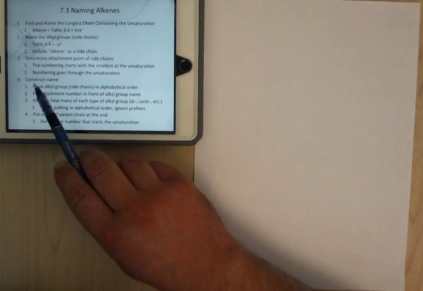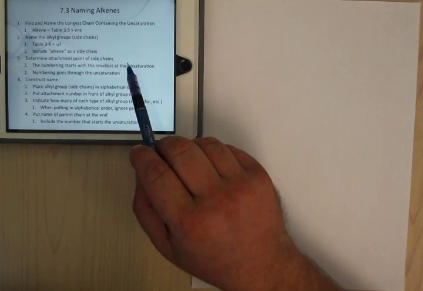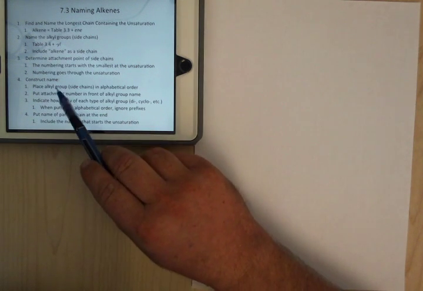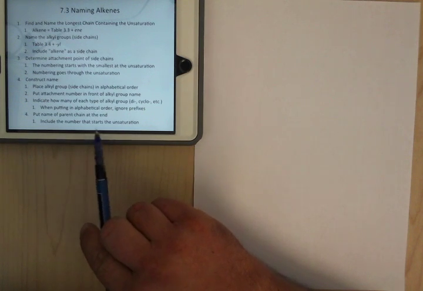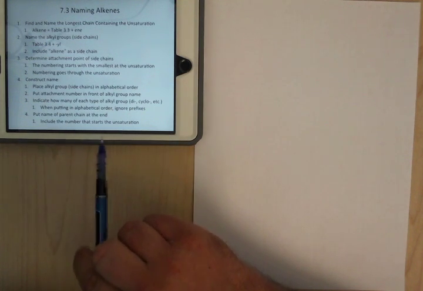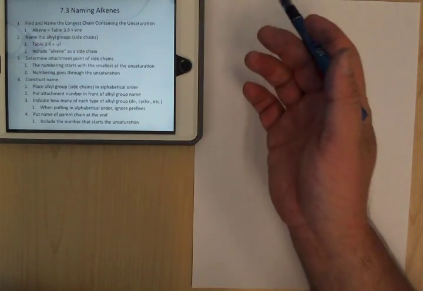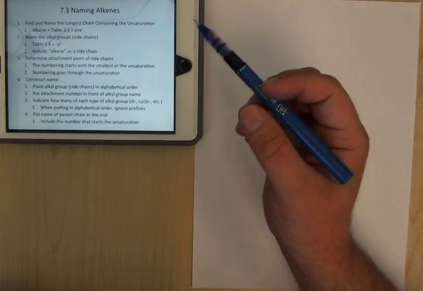Okay, the numbering goes through the unsaturation point. So the number for the unsaturation is where the double bond starts, okay? And then construct the name as normal, and include the number where the unsaturation is, right in front of the name. If you have a hexene, you have to tell me where the double bond is. So if it starts at carbon 2, it'd be 2-hexene.